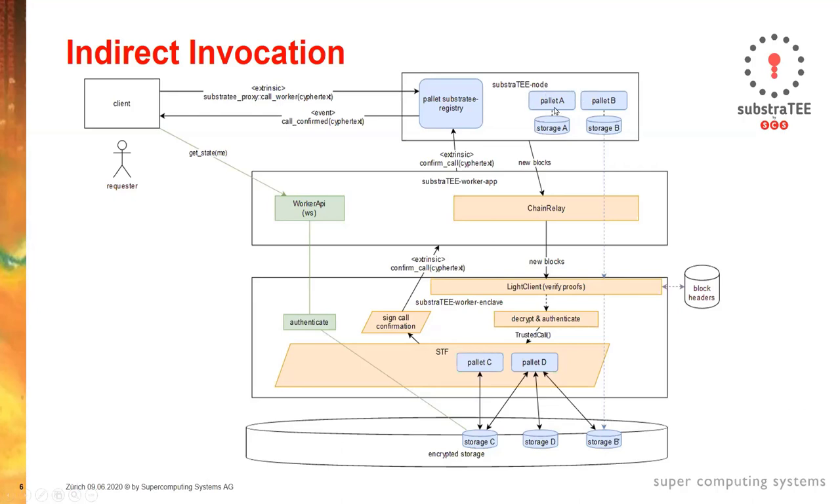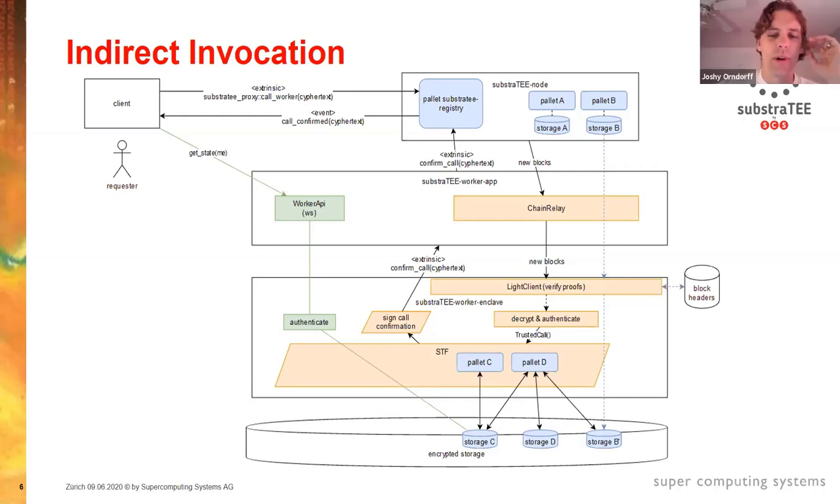You can develop your pallets here on your nodes and at a certain point decide, okay, I need privacy for that pallet. And then you instantiate just that very pallet inside the STF and you have privacy more or less with a few lines of code.